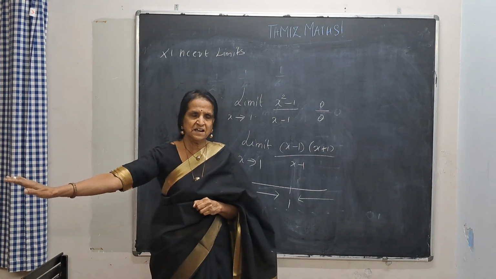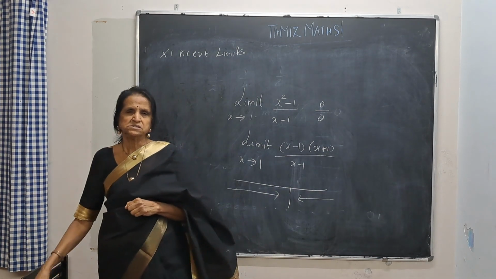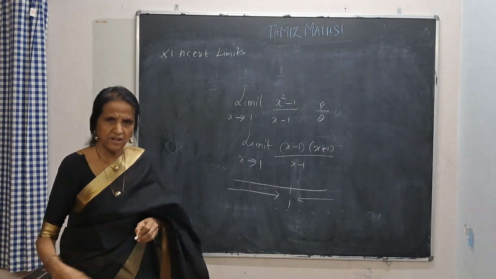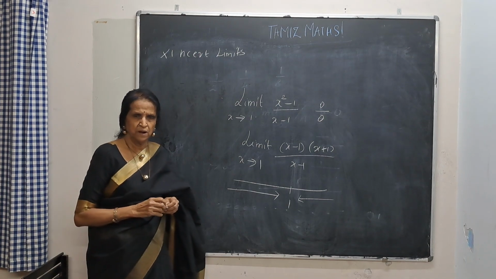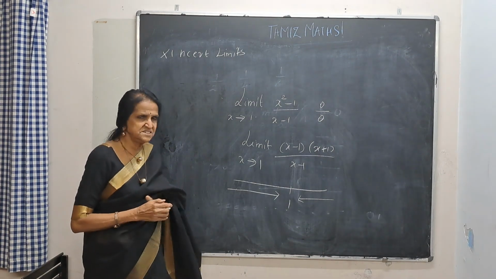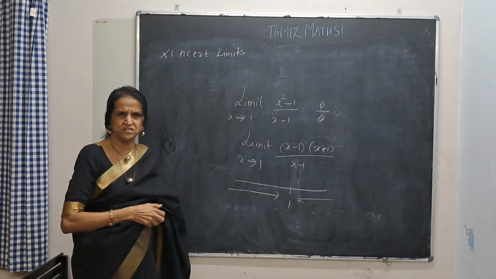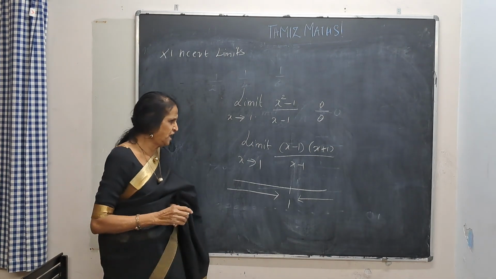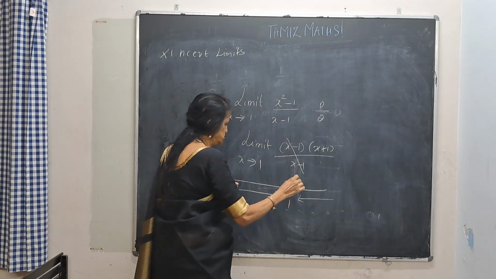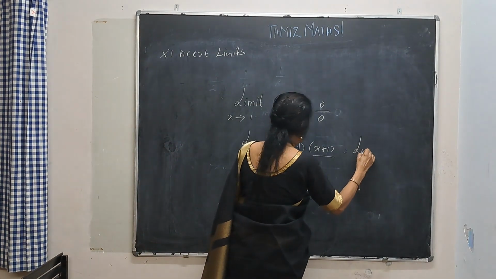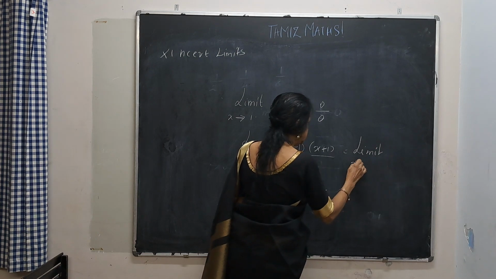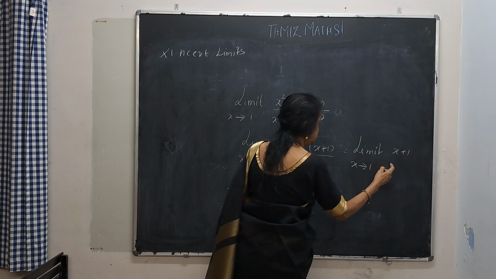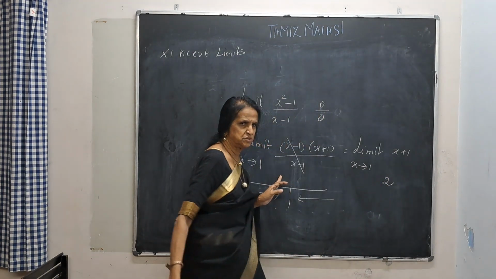When you cancel, the expression is equal to 0. Fine. Now since x minus 1 is not equal to 0, because x is only tending to 1 and x is not equal to 1, I will cancel this. So this will become limit of x tending to 1 of x plus 1. I substitute 1 here, 1 plus 1 will become 2.